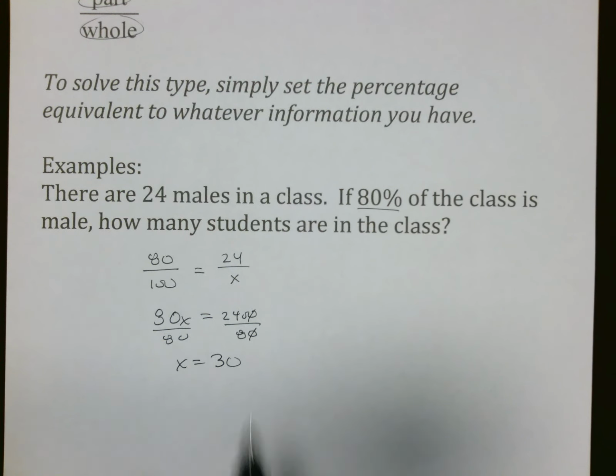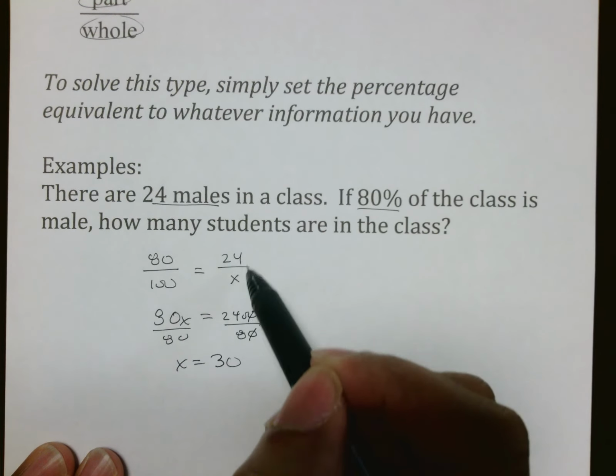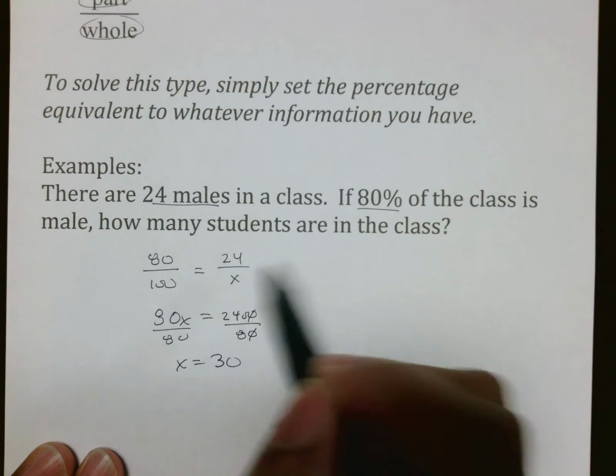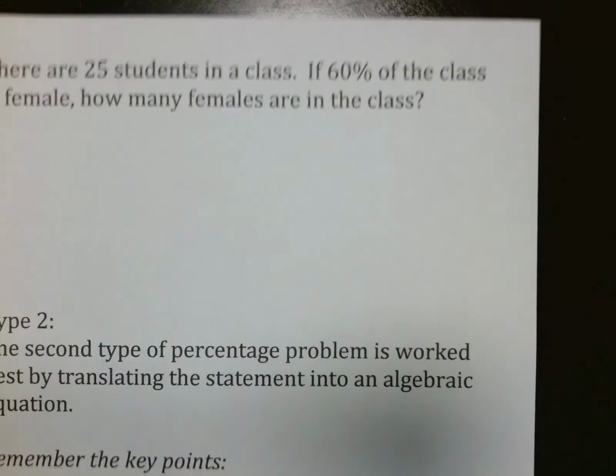Alright, so again, 24 males in the class, understanding that 24 males represents a portion because the whole thing would be called class because we want to know how much is in the class. 80% turned into 80 over 100. We solve the proportion. The problem is over.